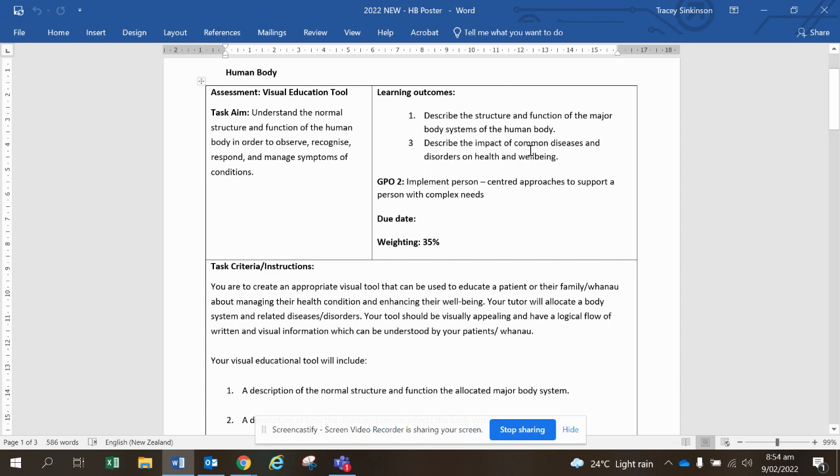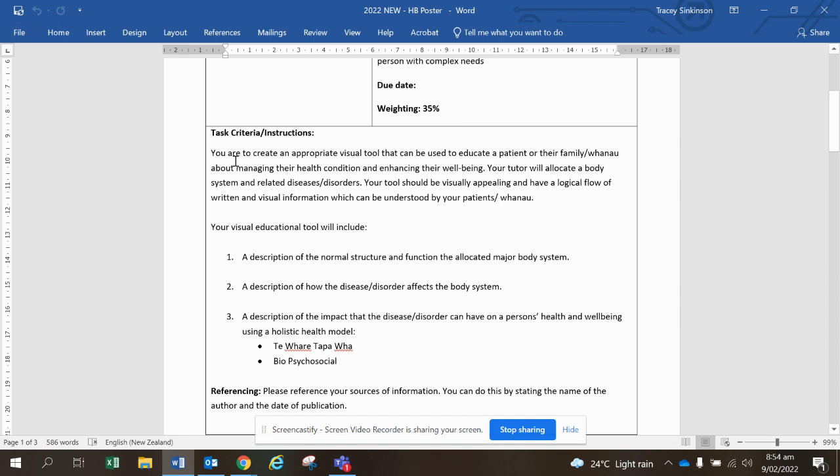Okay, to do this, you need to design a visual educational tool that you are going to be able to give to another support worker or healthcare assistant so they understand the same disease and disorder. So keep your terminology correct and up there. Don't dumb it down too much.